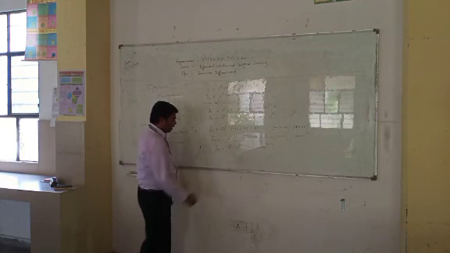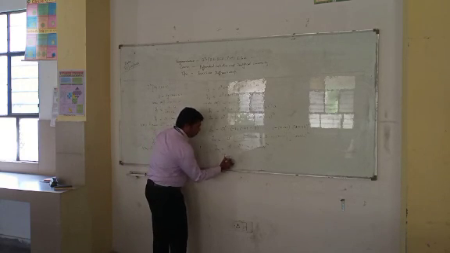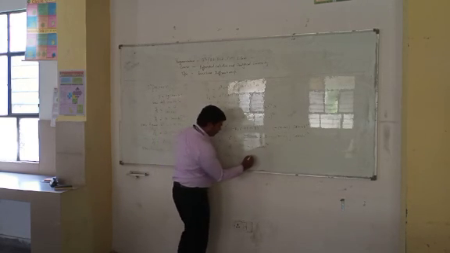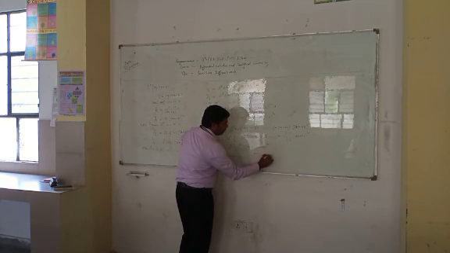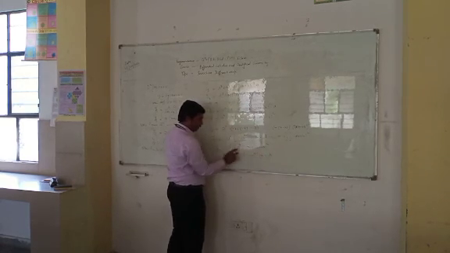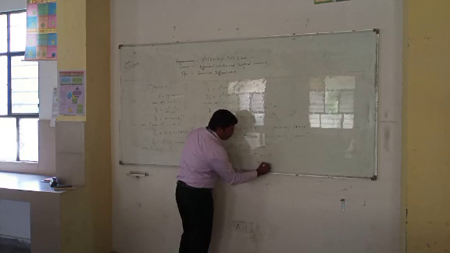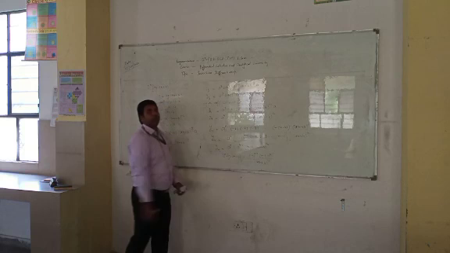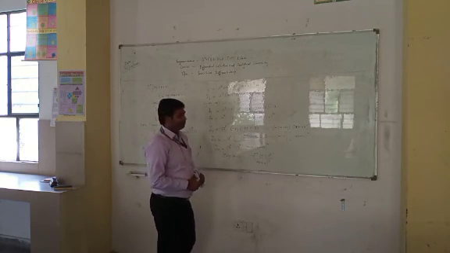It means the nth derivative, d to the power n of log of ax plus b, can be written as minus 1 to the power n minus 1, factorial n minus 1, a to the power n upon ax plus b to the power n. This is the nth derivative of log of ax plus b.